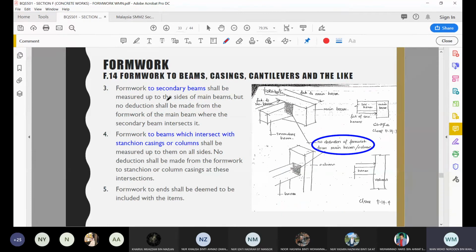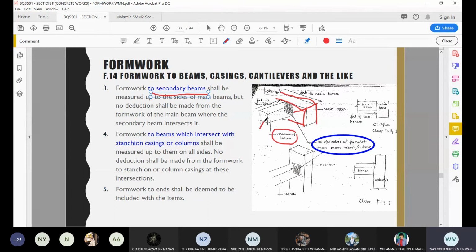Okay, and then number 3, formwork to secondary beam shall be measured up to the size of main beam, but no deduction shall be made from the formwork of the main beam where the secondary beam intersect it. Apa maksud dia? Maksud dia, kita ada main beam yang lebih besar lah. Okay, the structure yang mana transfer all of the loads. And ada satu lagi beam yang intersect at this side lah. This one kita panggil sebagai secondary beam.